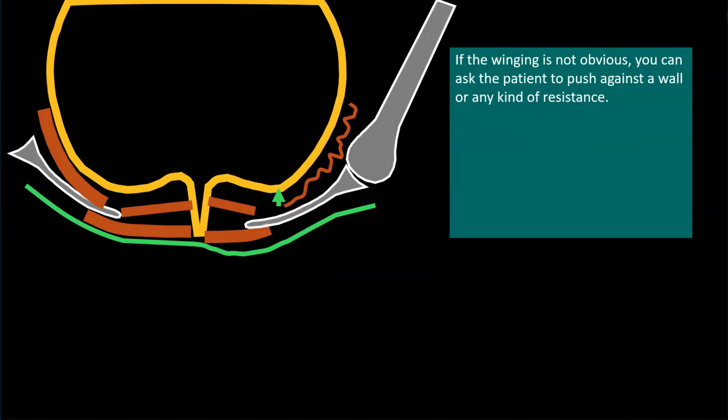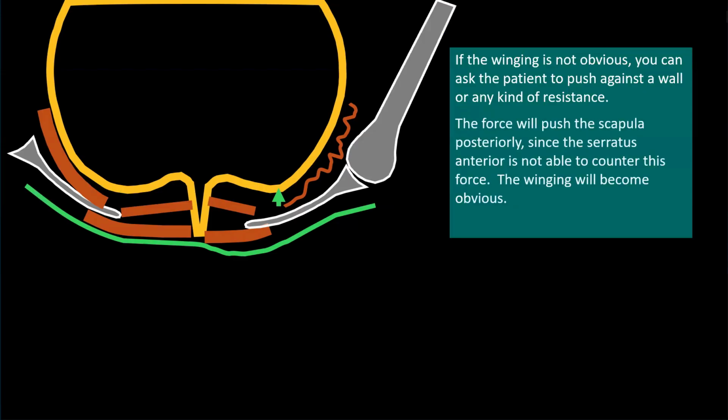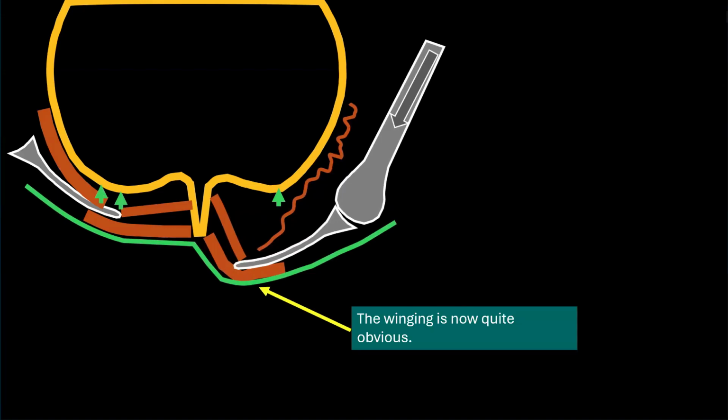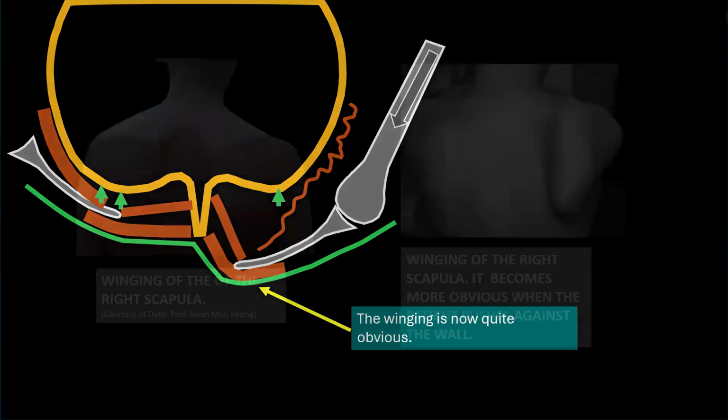If the winging is not obvious, you can ask the patient to push against a wall or any kind of resistance. The force will push the scapula posteriorly since the serratus anterior is not able to counter this force. The winging will become obvious. The winging is now quite obvious.